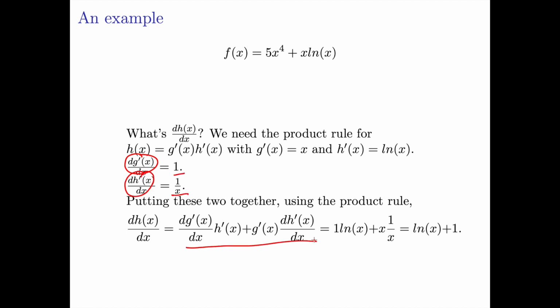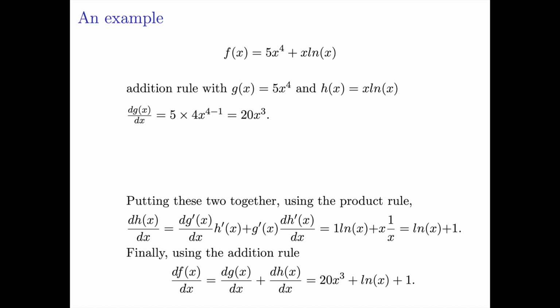So the product rule, remember, tells us that we take the derivative of g prime with respect to x and multiply it by h prime, and we take the derivative of h prime and multiply it by g prime. And we know what all these pieces are. This is 1, this is log x, this is x, this is 1 over x. X and the 1 over x cancel to give us 1. 1 times log x is just log x. So the derivative of h with respect to x is just log x plus 1.